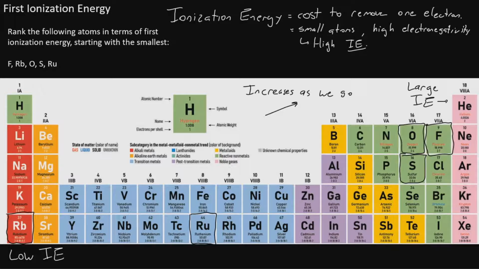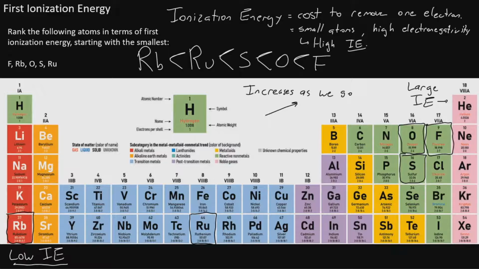So our lowest ionization energy will be the one in the lower left corner. That's rubidium. As we move toward the right, ruthenium is next in line. As we continue toward the right, we see that oxygen and sulfur are in the same group. So the one that is lower on the table will have the lower ionization energy. That's sulfur, followed by oxygen. And the highest will be fluorine in the upper right-hand corner.